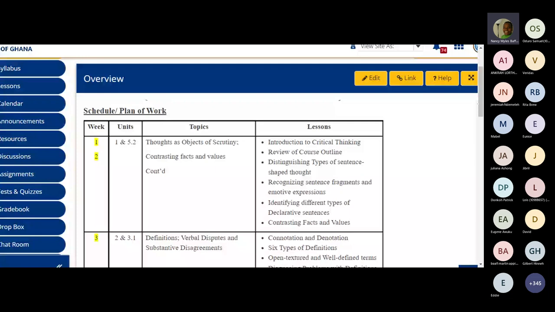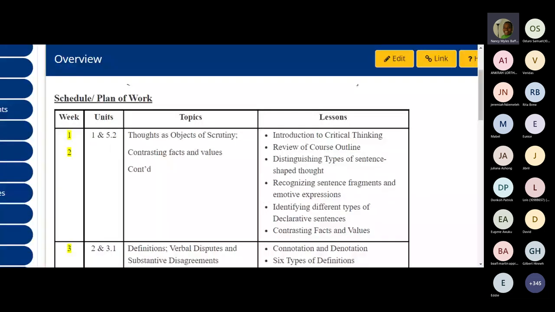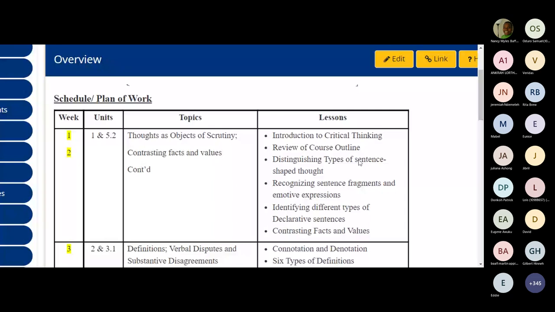And then our topic 1, what is on your screen now? If you are not sure that we covered that, look at your screen. I don't know which physical lecture you were able to attend last Saturday, but you would have engaged this. So you had an introduction to critical thinking. The course outline was reviewed. Look on the screen, I'm pointing, okay? Then you learned how to distinguish the types of sentence-shaped thoughts: interrogative, imperative, declarative, sentence fragments, and emotive expression. See them, they are there. You know that it's only declaratives that have a truth value.